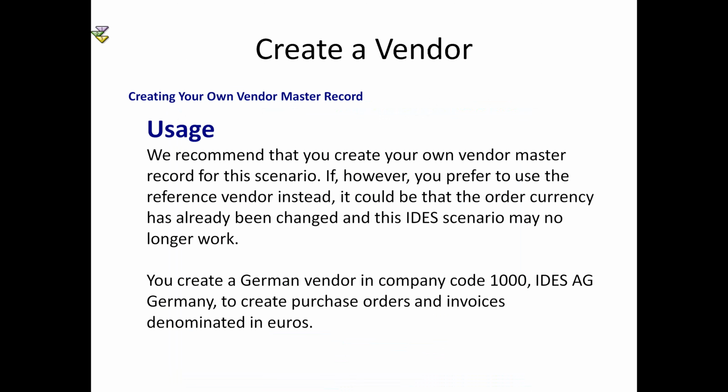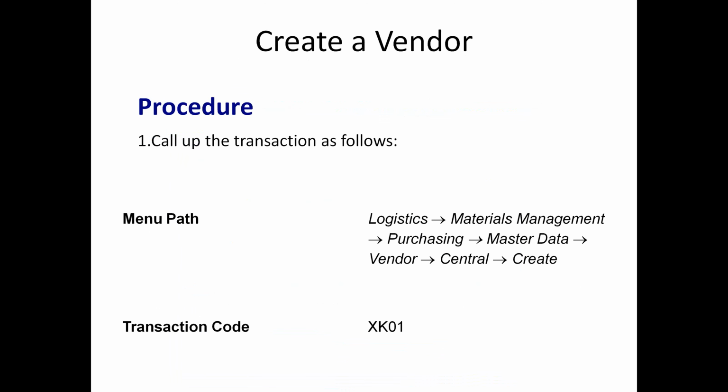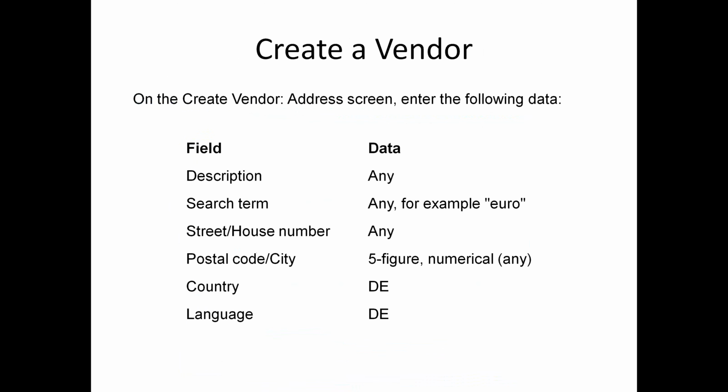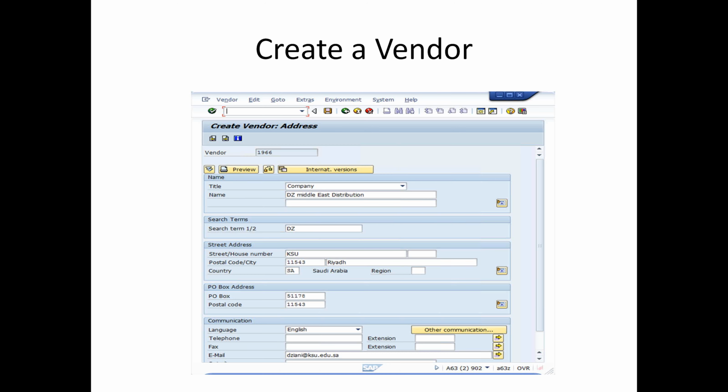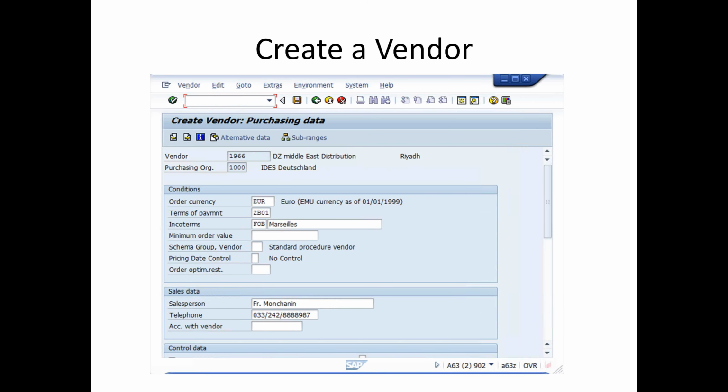Okay, this is create a vendor. This is how you go in. These are the fields you need to create a vendor. This is how the vendor screen looks. This is the company. You give the address, the street address, the PO box number, the language, and this is the order currency I was talking about, you can give euro if you want. And this is the terms of payment. Incoterms define until what point the vendor is responsible.